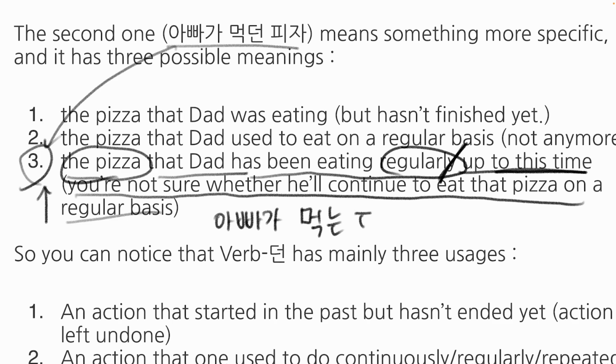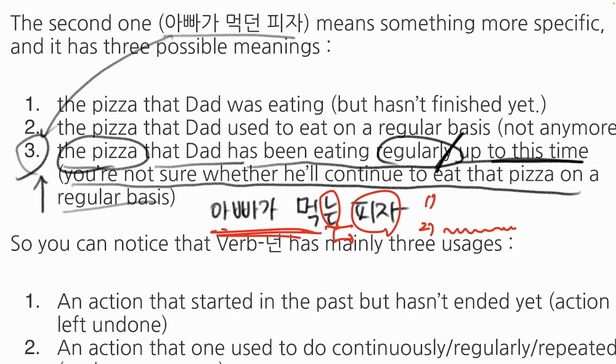먹는 피자. If you combine 는 with a verb, this is a present tense modifier, right? And present tense is used for actions, not only the actions that are happening right now, but also for actions that happen on a regular basis. And to a certain degree, you're certain that action will continue to happen, right? So pizza that dad eats. And it could be right now, or it could be a pizza that he eats regularly, right? So if you're certain that it's the pizza that he will continue to eat, then you can use 는.